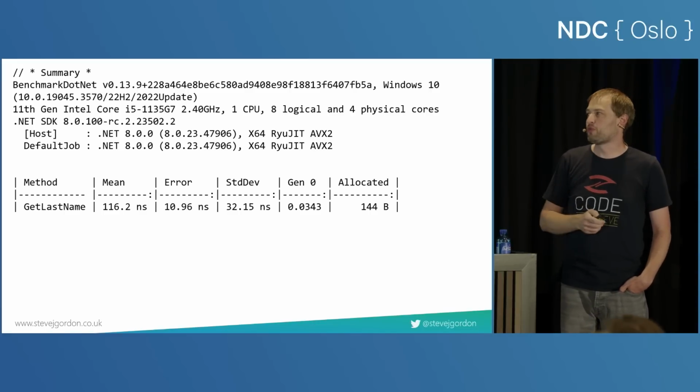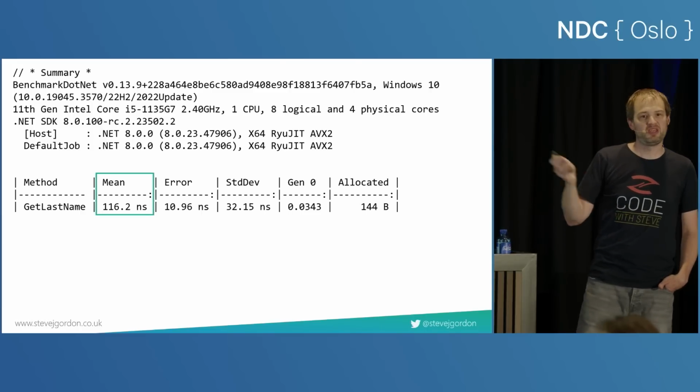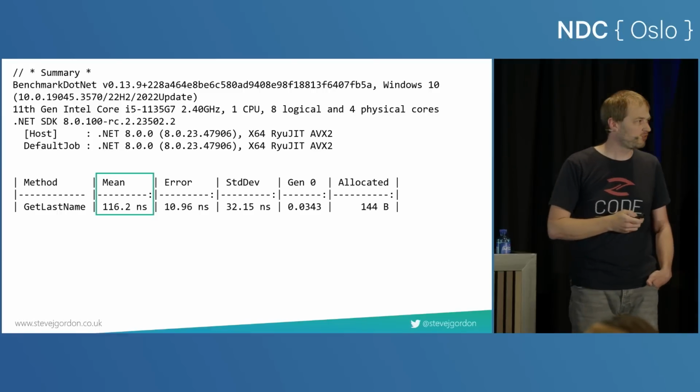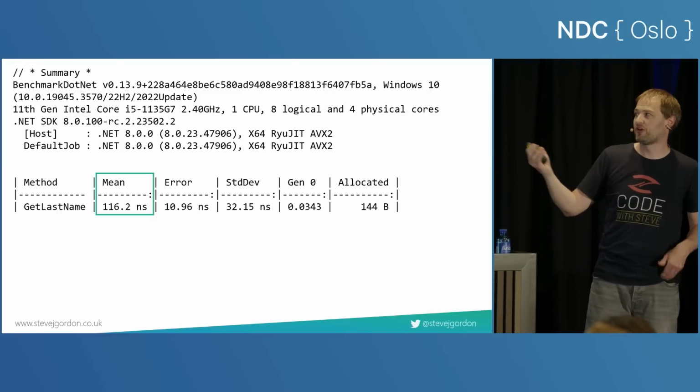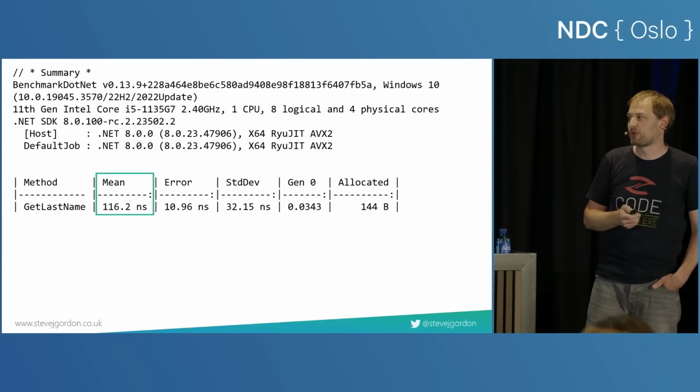For our single benchmark, we can see a few results here. The first is that the mean execution time that it measured for that method was 116 nanoseconds. We don't know if that's necessarily good or bad. It's pretty fast. But that's our starting point knowledge about how long that method takes to execute.